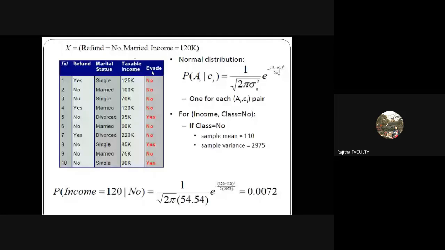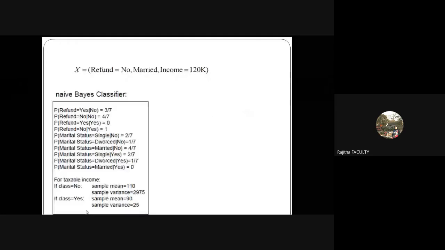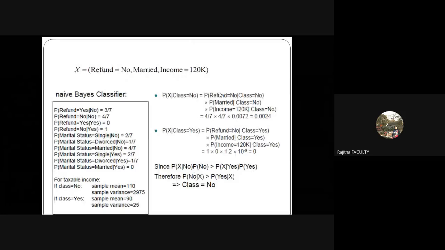Now let's say we have found all those probabilities. You can observe I have a query here: refund is no, married, and income is 120. This is my query sample. I have to decide whether it belongs to class yes or class no. So first I have to find the probability of refund with no for yes and no.